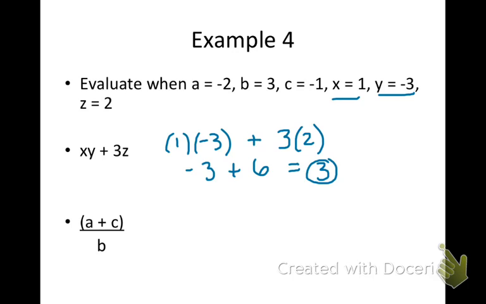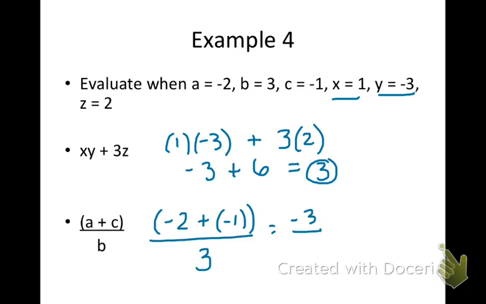For this one, again, substitution. A was negative 2, C is negative 1, and B is 3. So when you have a fraction bar, you want to be sure to simplify the numerator first. So a negative 2 plus a negative 1 is equal to a negative 3, all that over 3. When I divide, negative 3 divided by positive 3 will give me a negative 1.